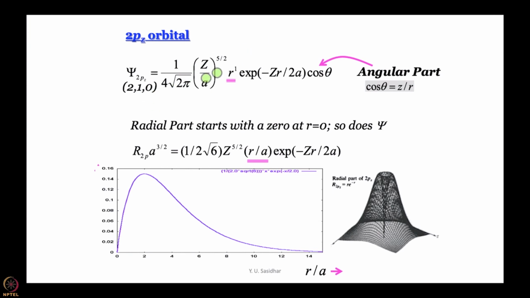Now why is it called 2pz? We will learn very soon. Let us have a look at the functional form. Constant multiplied by r to the power 1 multiplied by e to the power minus Zr by 2a. So see, an increasing function of r, and this one is an exponential decay. Multiply them together, it is not a surprise that it goes through a maximum.